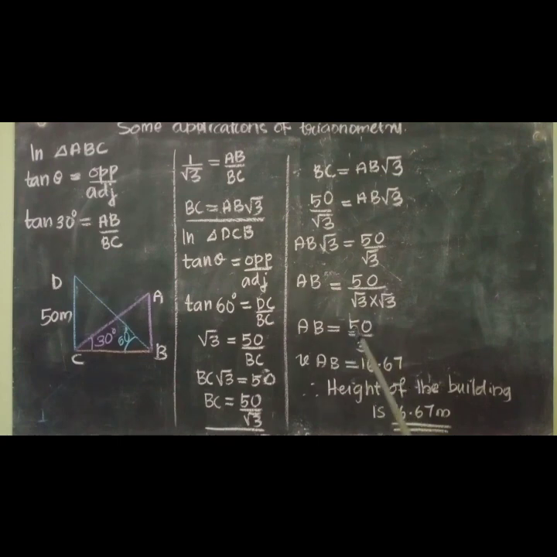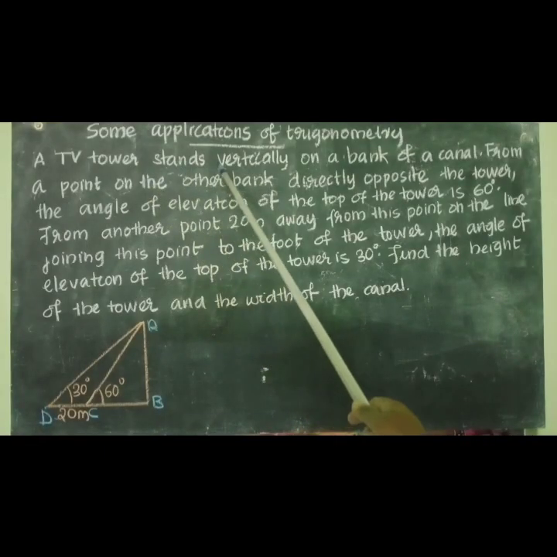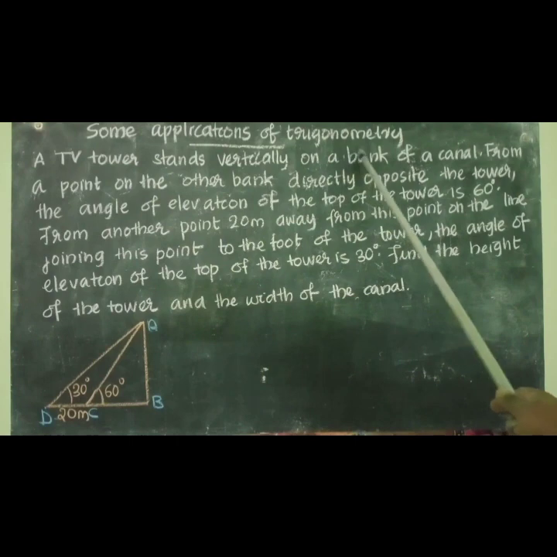By dividing 50 by 3, we get 16.666 etc. That is AB equal to 16.67. So AB is our building. So we can conclude, therefore, height of the building is 16.67 meter.